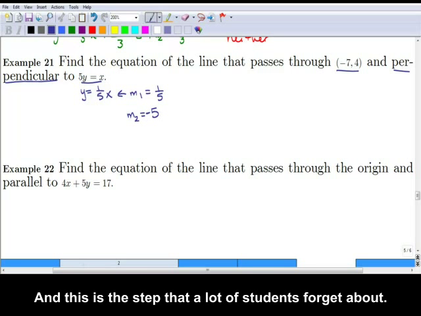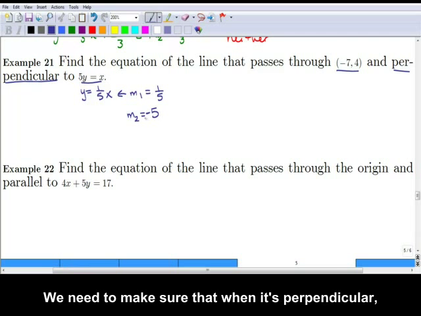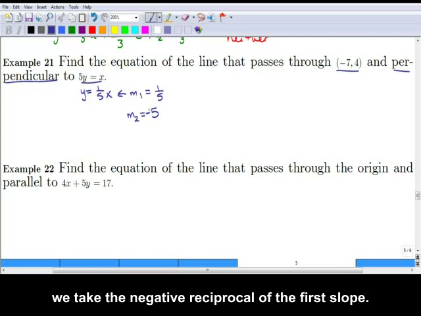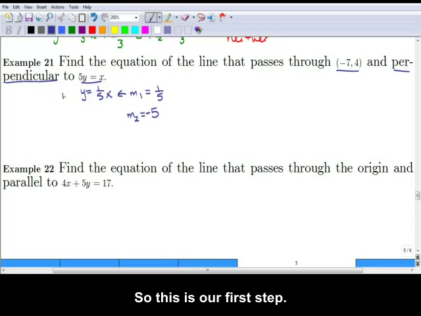And this is the step that a lot of students forget about. We need to make sure that when it's perpendicular, we take the negative reciprocal of the first slope. So this is our first step.